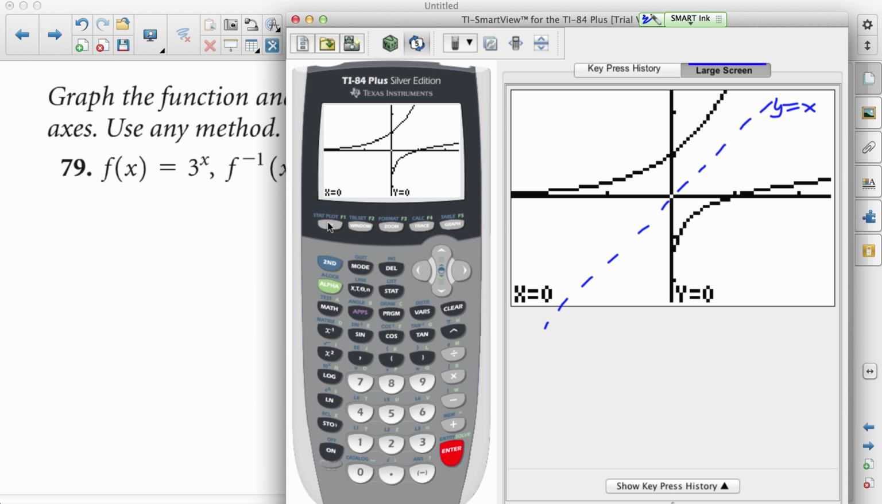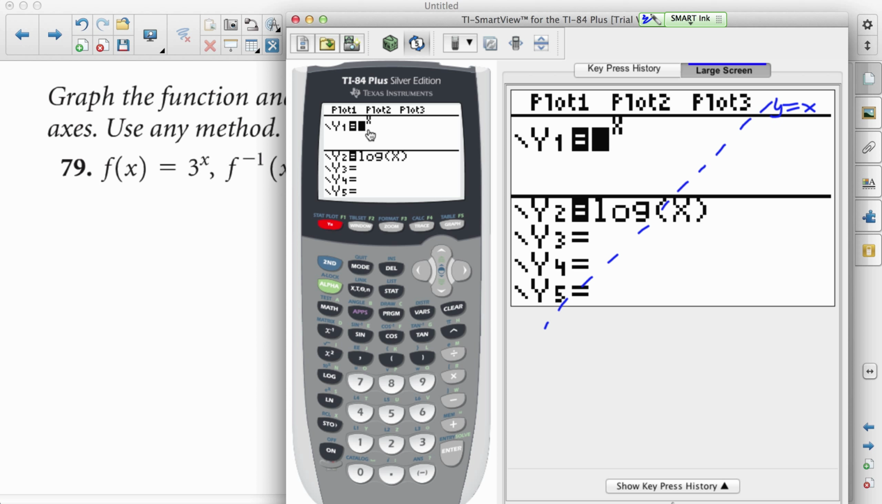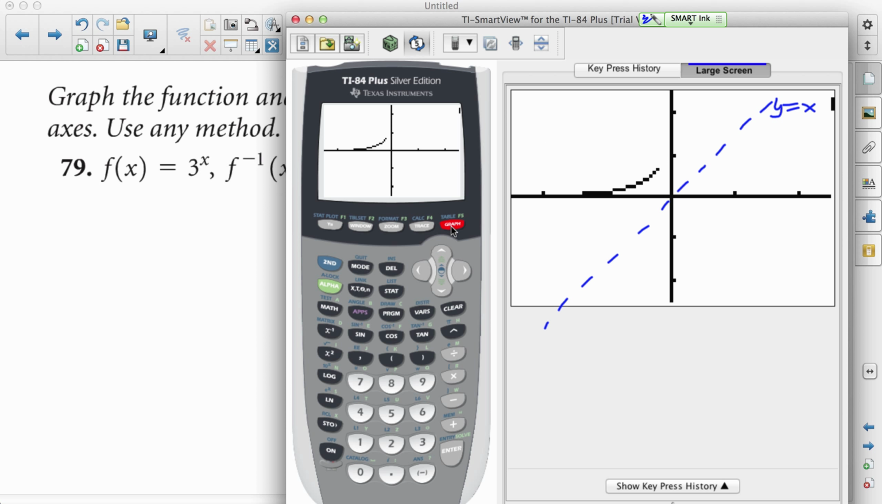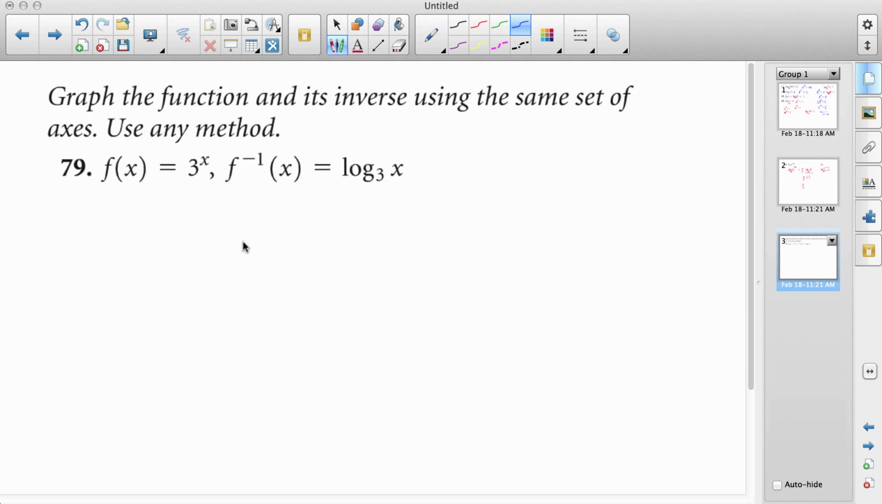I didn't do log base 3, but it's the same kind of principle. Maybe I should change that first one to 10 to the x. Uh-oh, delete that thing. 10 to the x and log of x. So these two are exact inverses. I hit graph, there's the first one, and there's the second one. And they are mirrored on the line y equals x. And that's what you'll see for all of the questions in that section there.